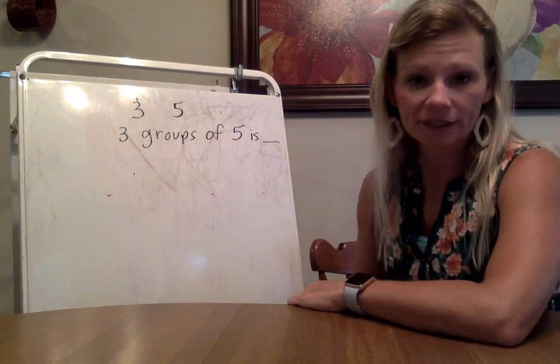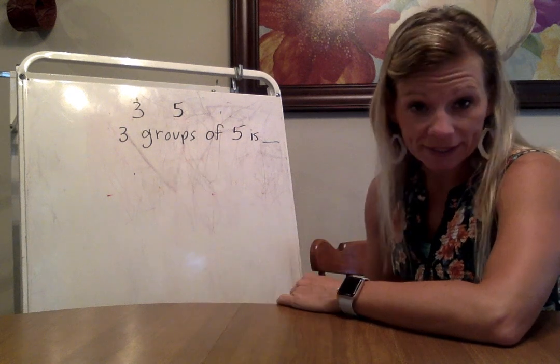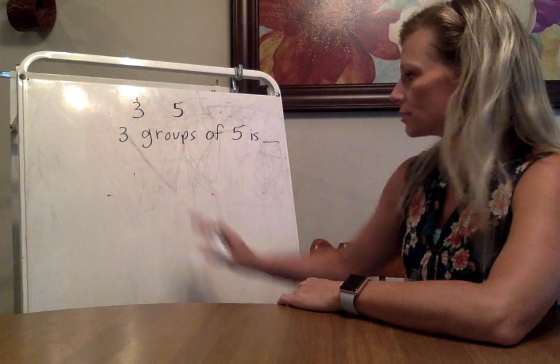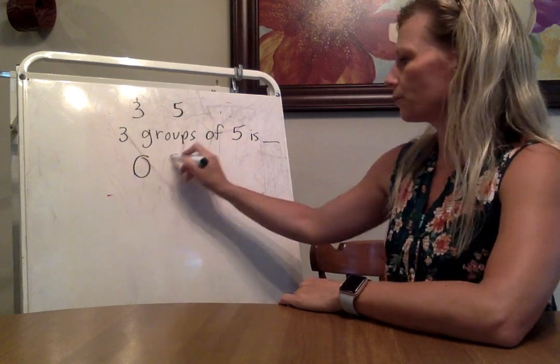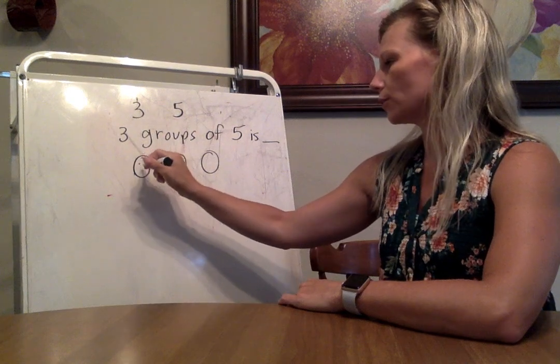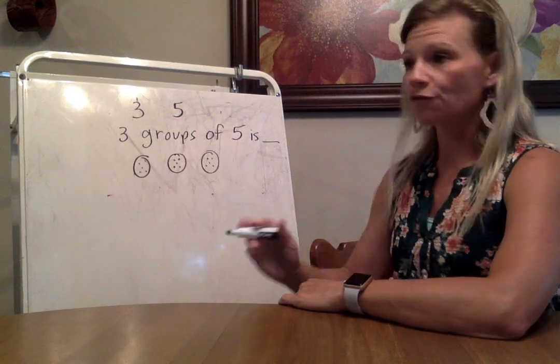And then you're going to model it like I did. You can use a picture. You can use beans. You can use counters. You can use whatever you've got at your house. So 3 groups. 1, 2, 3 of 5. 1, 2, 3, 4, 5. 1, 2, 3, 4, 5. 1, 2, 3, 4, 5. So 5 in each group.